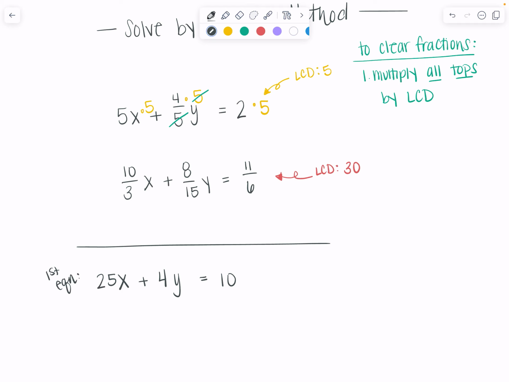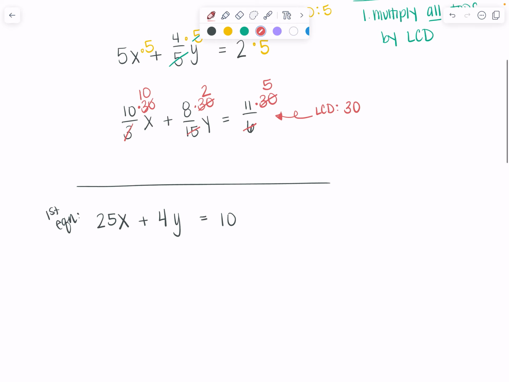The second equation: the smallest number that evenly divides 3, 15, and 6 is 30. So the LCD of that is 30. So times 30, times 30, times 30. And then I'm just going to go through and cancel. 30 divided by 3 gives me 10. Let's actually write it up here. 10. 30 divided by 15 gives me 2. 30 divided by 6 gives me 5.